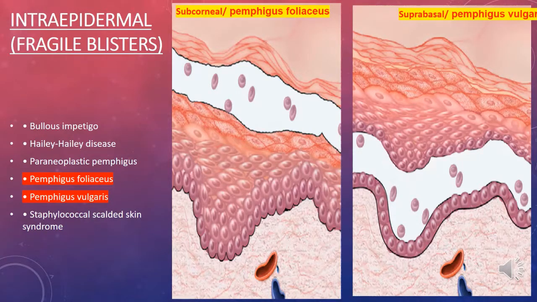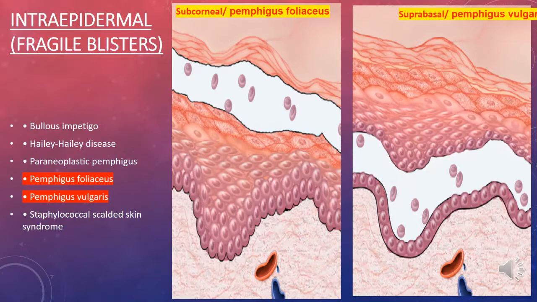Bullous lesions are categorized into basically two broad categories according to their location. Intraepidermal lesions are the fragile ones; as the name indicates, they are inside the keratinocyte layer. Many types are included, but the most important for you, according to your syllabus, are highlighted in red: pemphigus foliaceus and pemphigus vulgaris. These are intraepidermal bullous lesions, and pemphigus foliaceus is located in the subcorneal region of the skin layer.